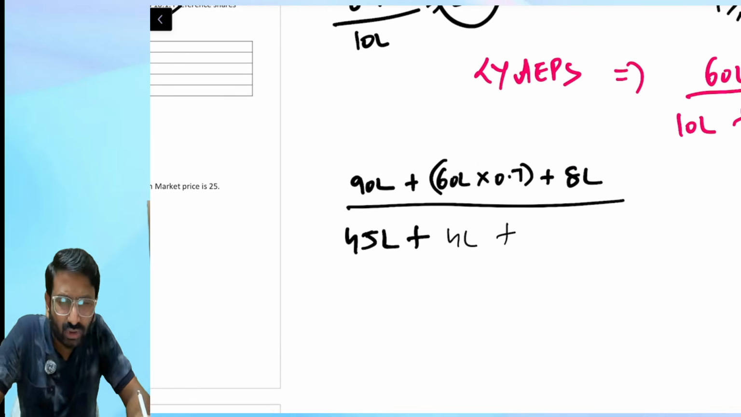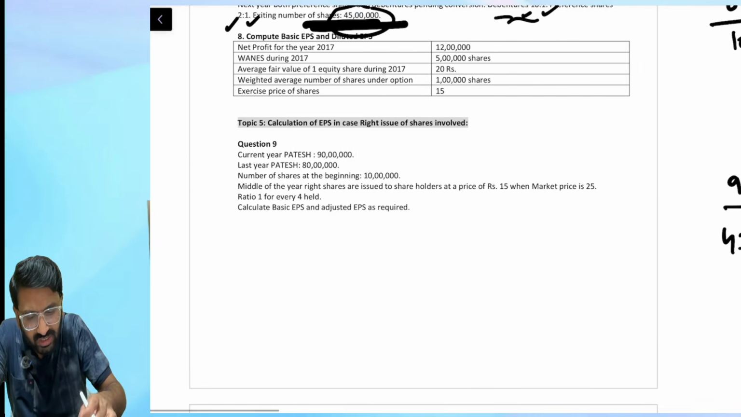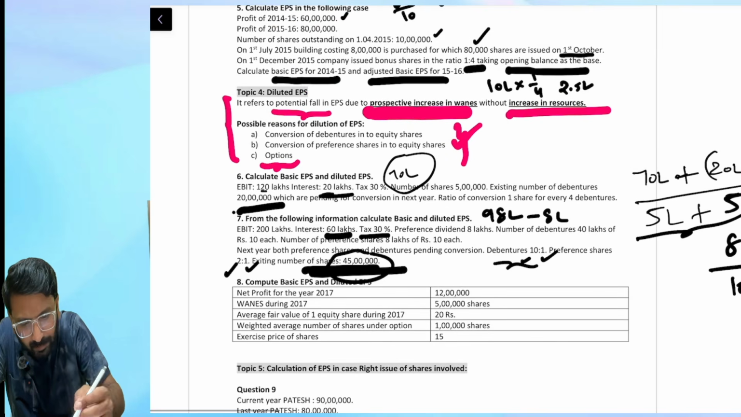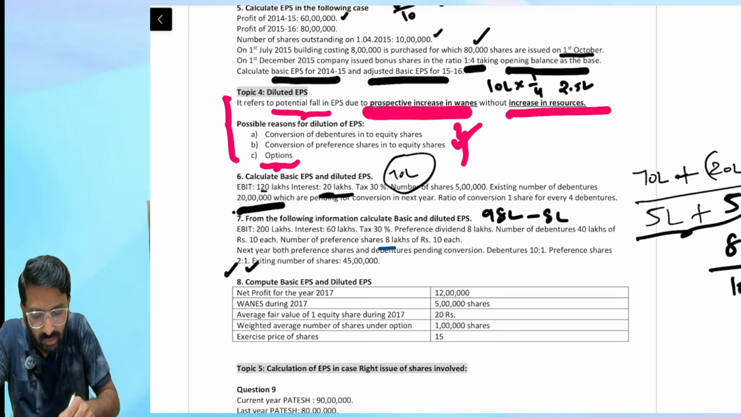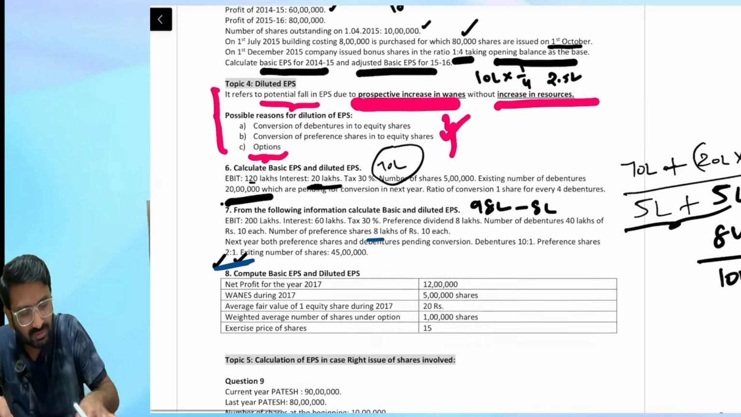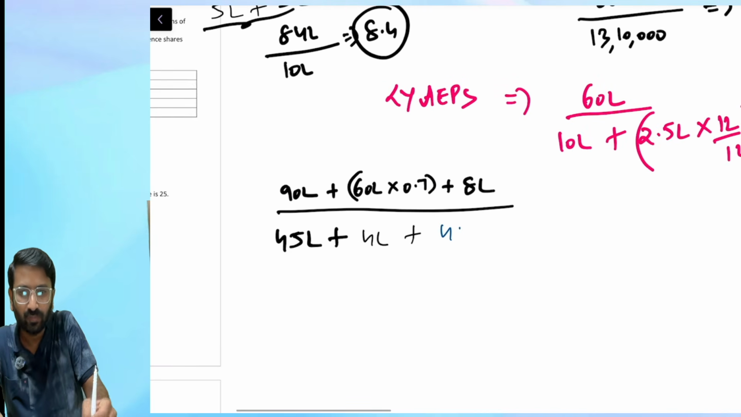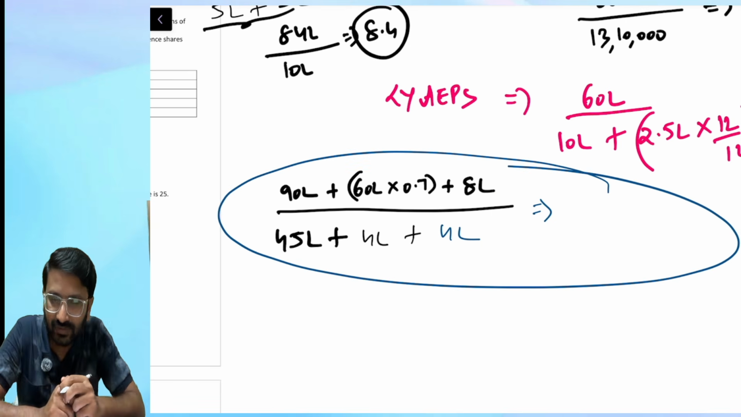In addition to that, I should take convertible preference shares also. How many preference shares are there in the question? 8 lakh. And what is the ratio of conversion? 2:1. For every 2, you are giving 1. So for 8 lakhs, I'll be giving 4 lakhs. I'll add that 4 lakhs also, and simplify this entire thing, and that is going to give you diluted EPS.